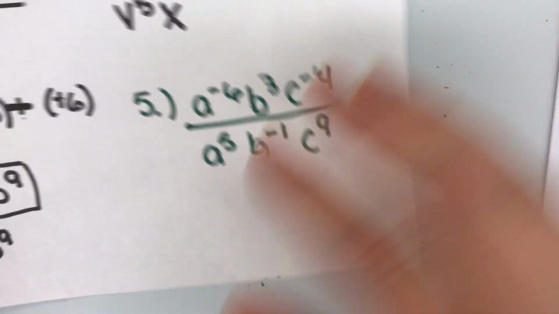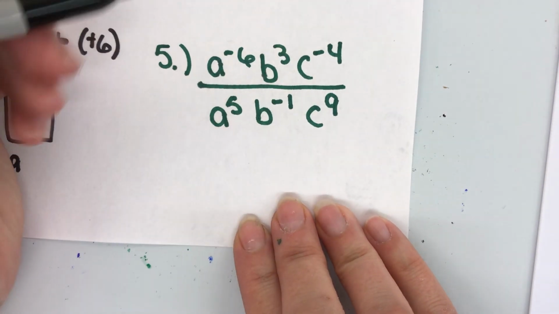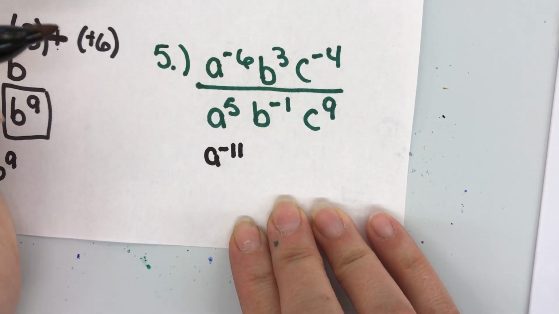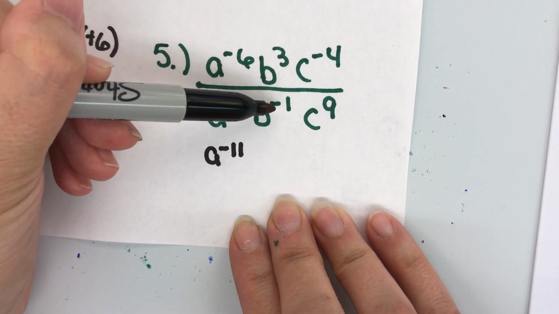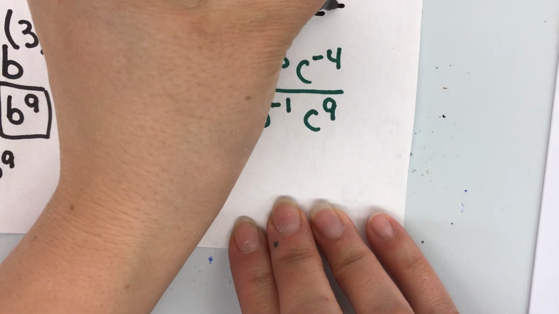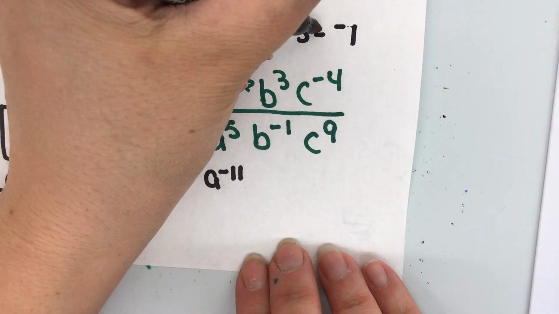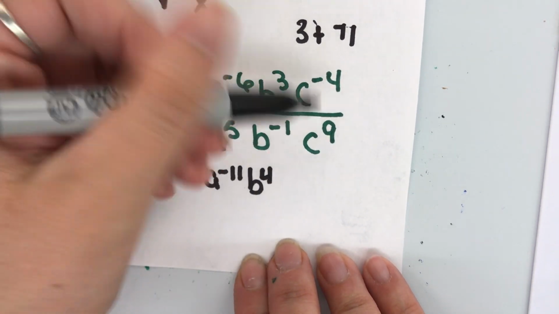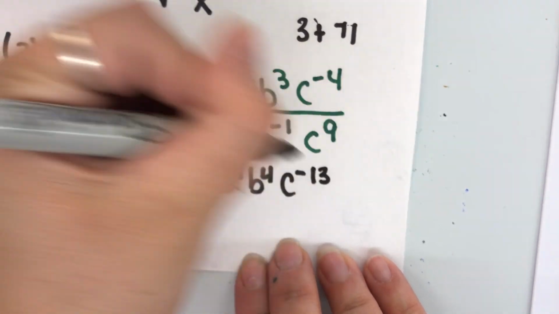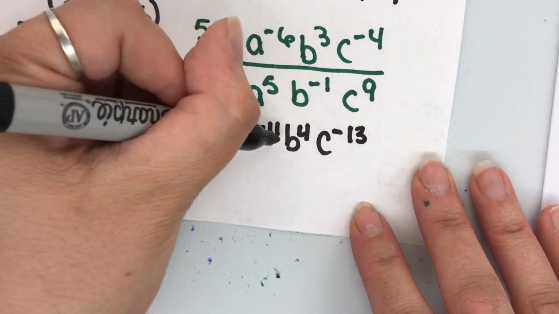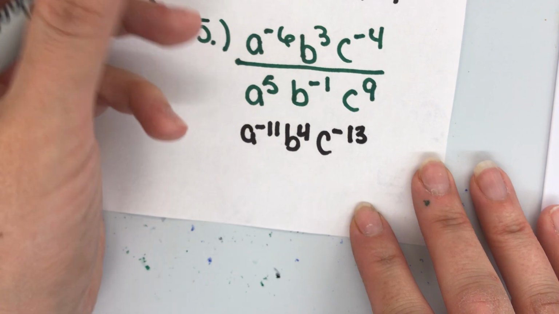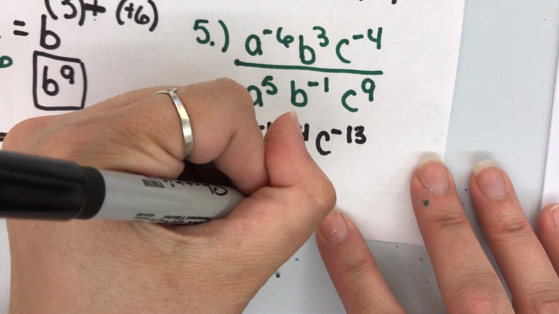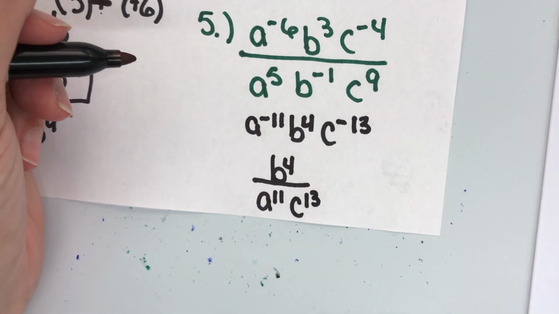Now, what about an example like example number 5? So I have -6 take away 5, which is -11. I have 3 minus -1, which actually changes to plus in this example. For the b's, I end up with b to the 4. And I have -4 minus 9, which is -13. I look this over, I have 3 variables. 2 of them have negative exponents. I'm going to leave the b in the numerator, and the a and the c go to the denominator. And that is my final answer.